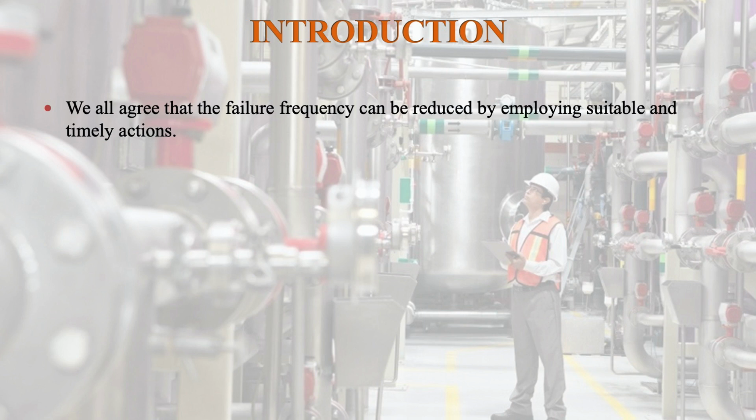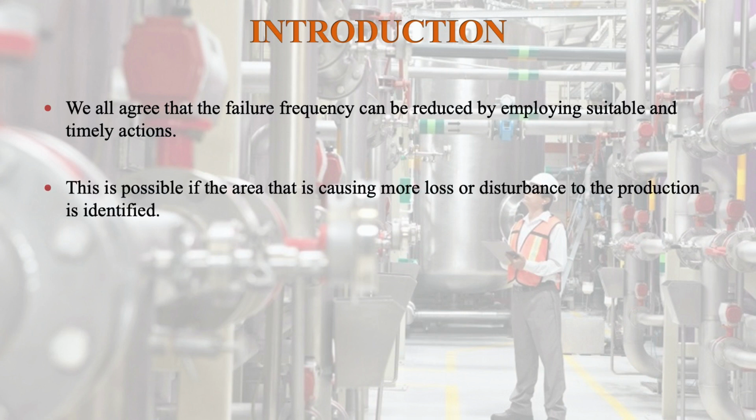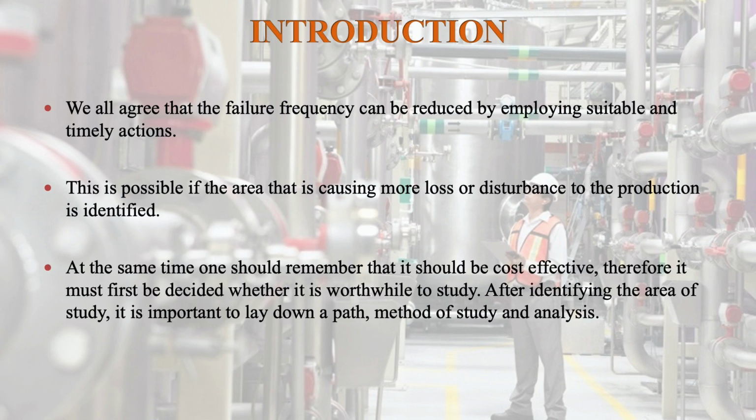Introduction. We all agree that the failure frequency can be reduced by employing suitable and timely actions. This is possible if the area that is causing more loss or disturbances to the production is identified. At the same time, one should remember that it should be cost effective. Therefore, it must first be decided whether it is worthwhile to study. After identifying the area of study, it is important to lay down a path, method of study and analysis.